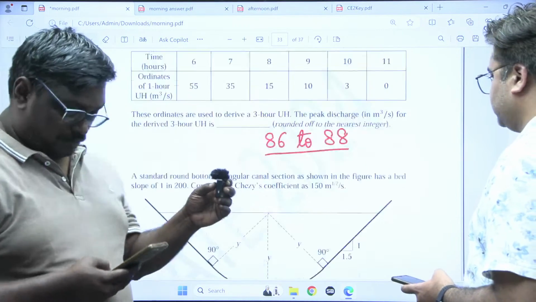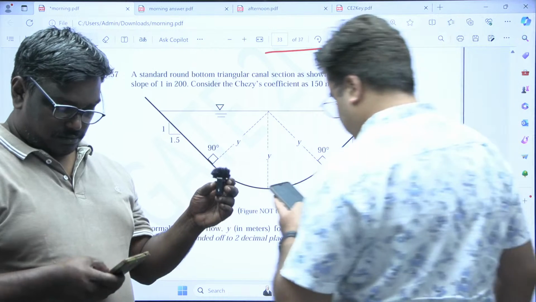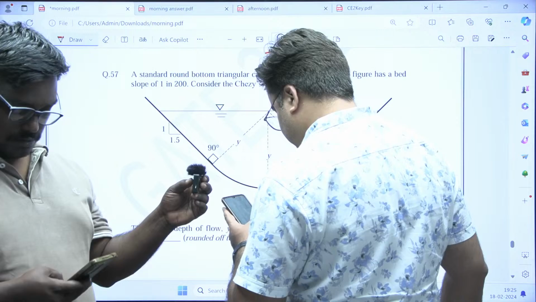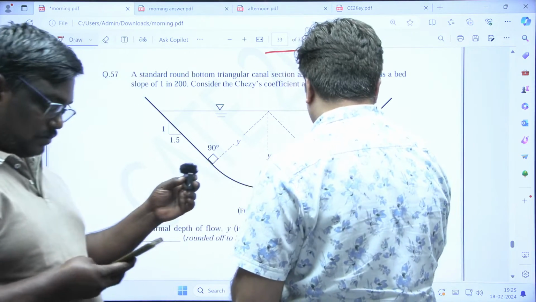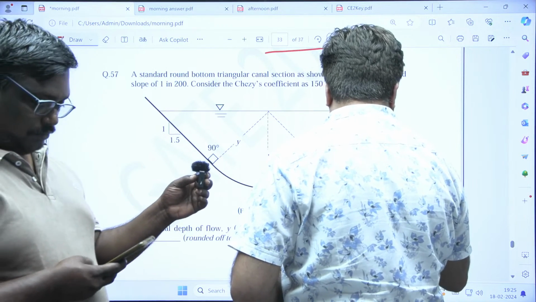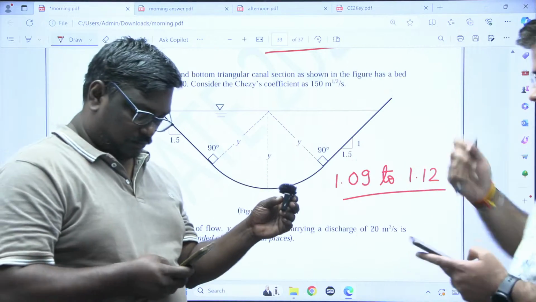Then we have this question number 57. For question 57, the answer is 1.09 to 1.12. This is 1.09 to 1.12. This is the range for this question number 57. Next.